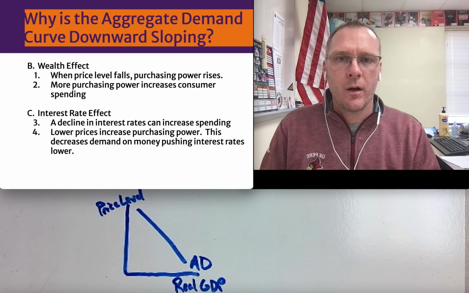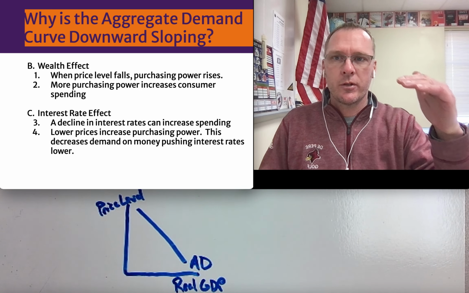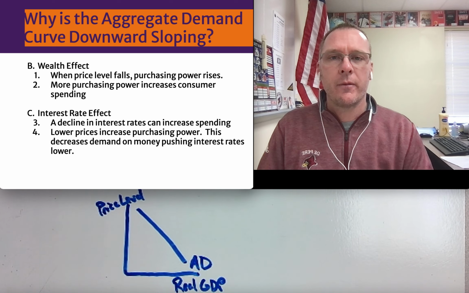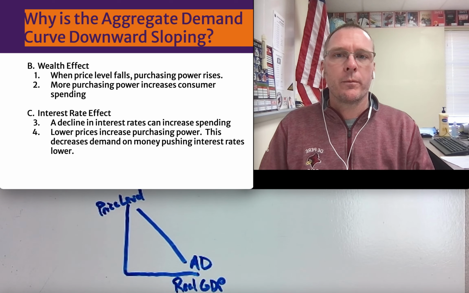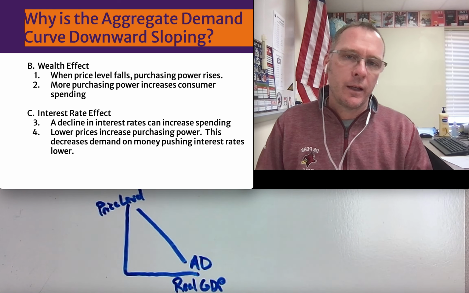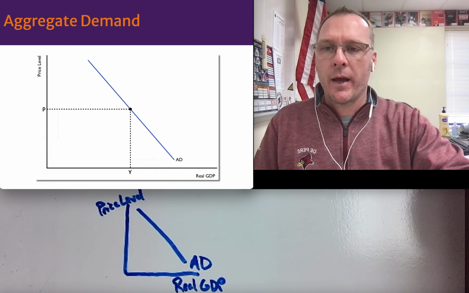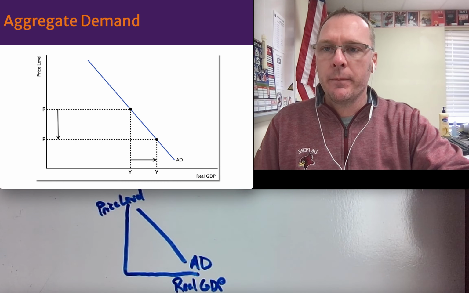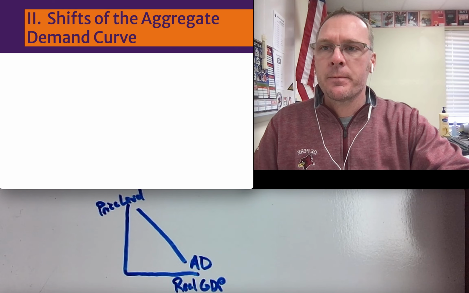We also have something called the interest rate effect. And the interest rate effect states that when interest rates are lower, right, so a decline in interest rates, you're going to have more spending. Why? Well, because money is cheaper to borrow. So if it's cheaper to borrow, you're going to borrow more of it, and then you'll spend more. So there's my aggregate demand curve. There's my price going down, and you'll see an increase in real GDP. If you see the opposite happen, right, the prices go up, real GDP is going to decrease.